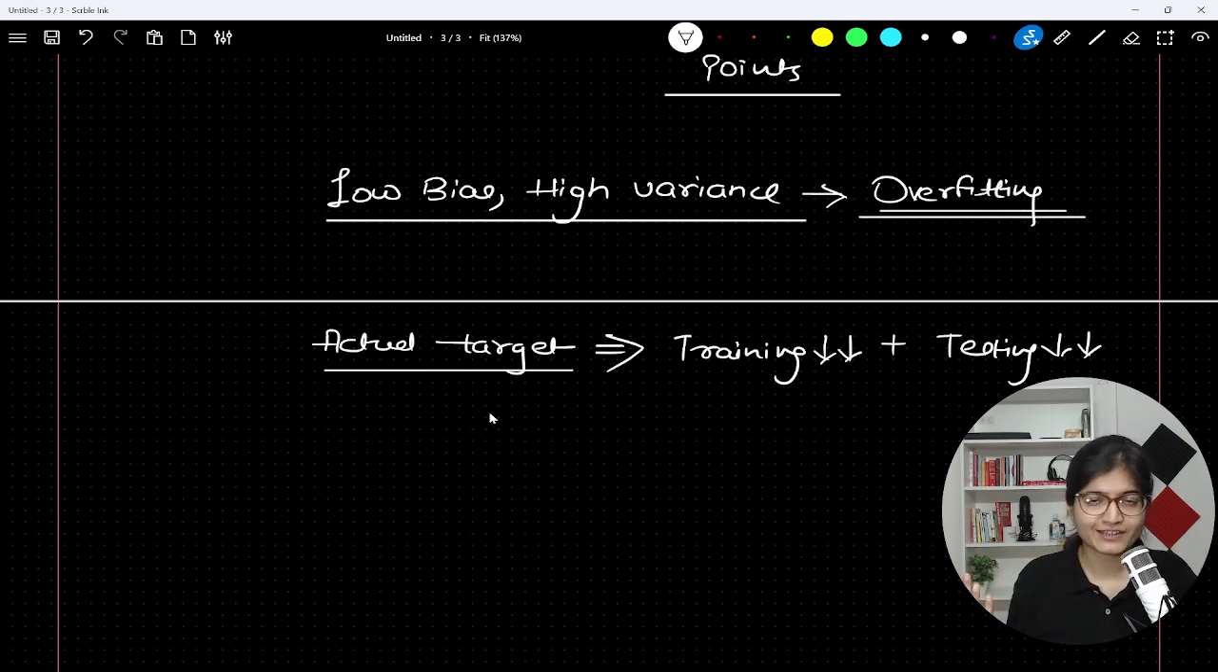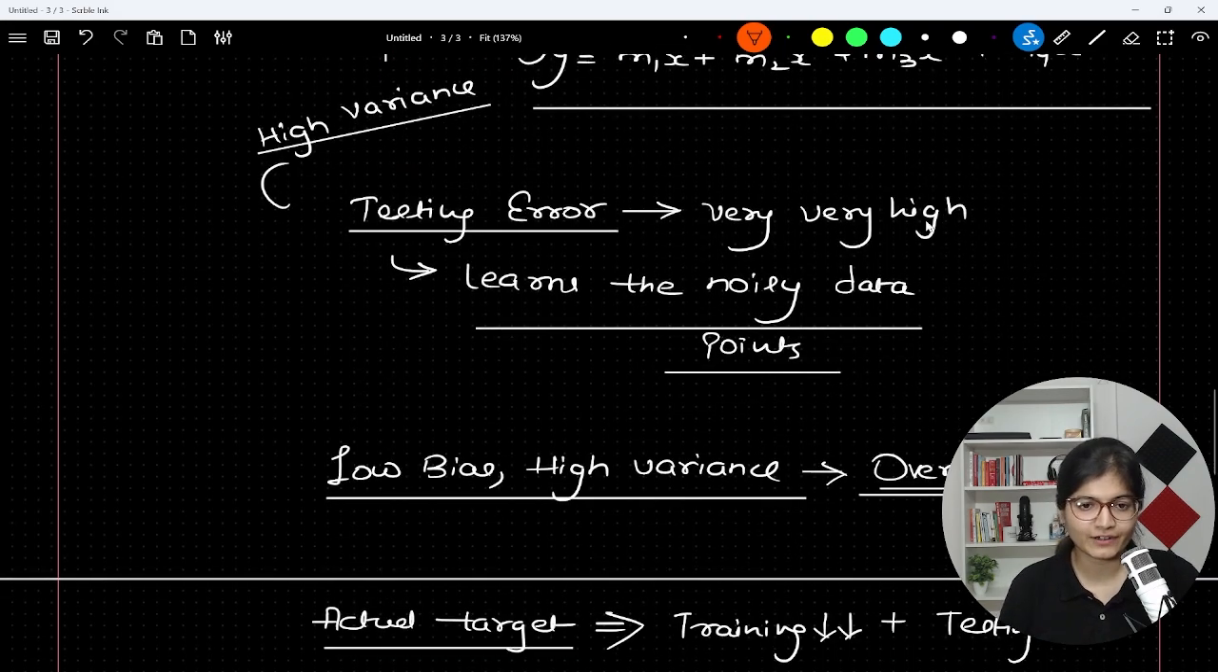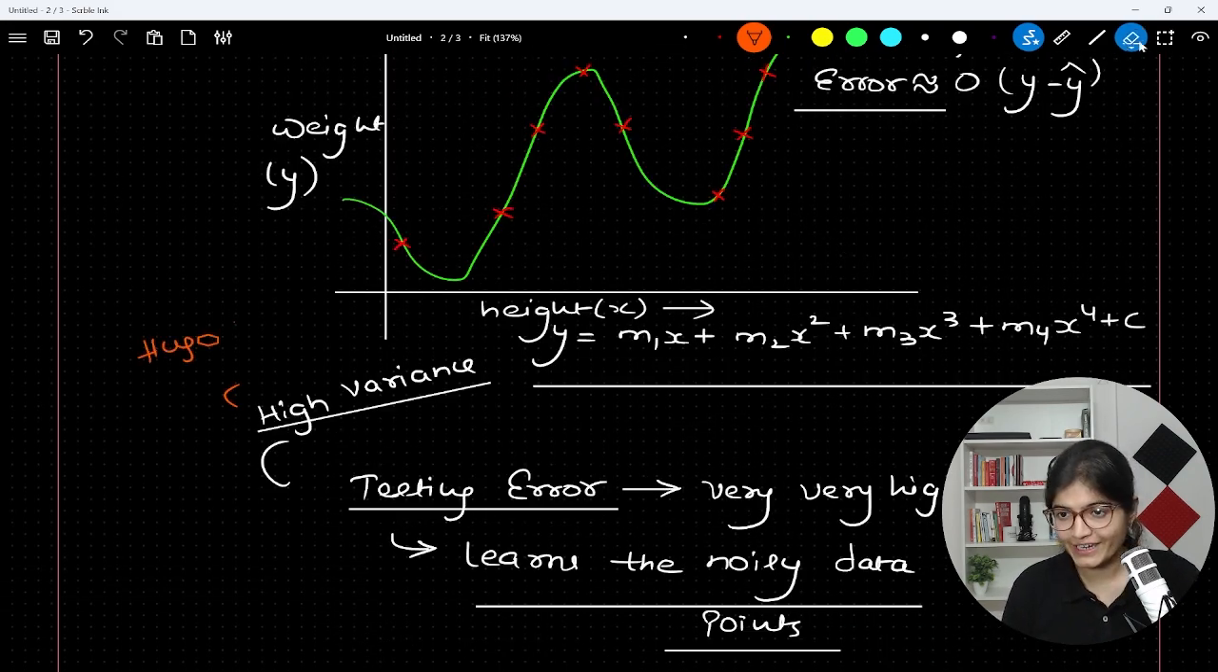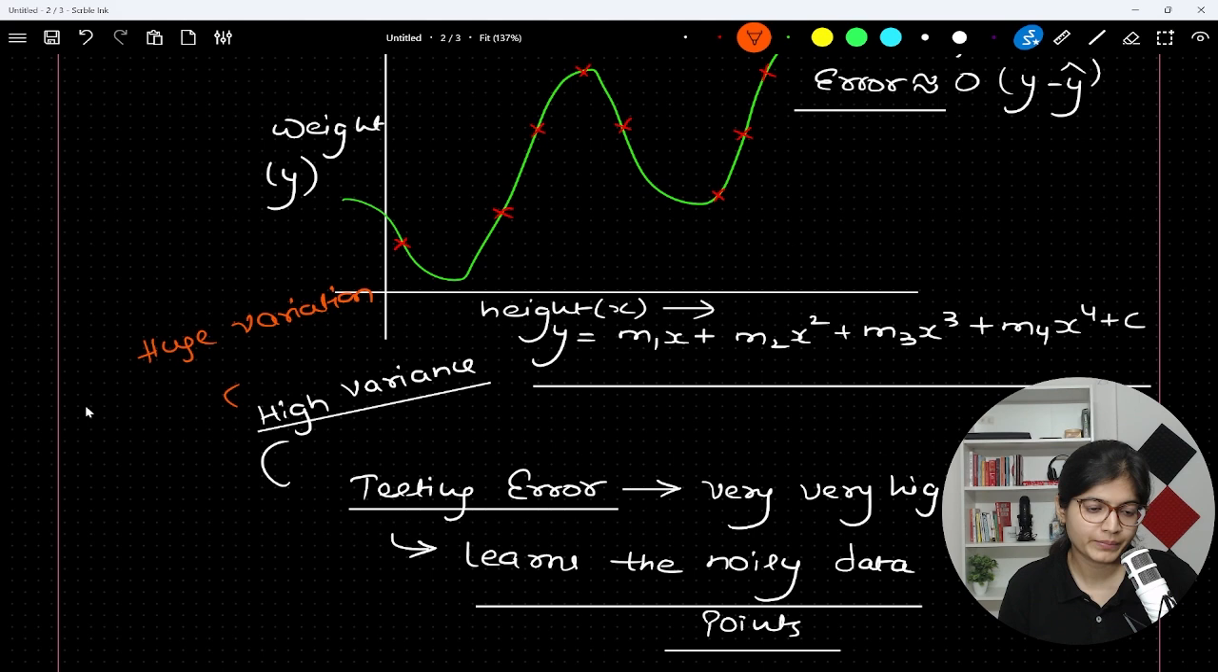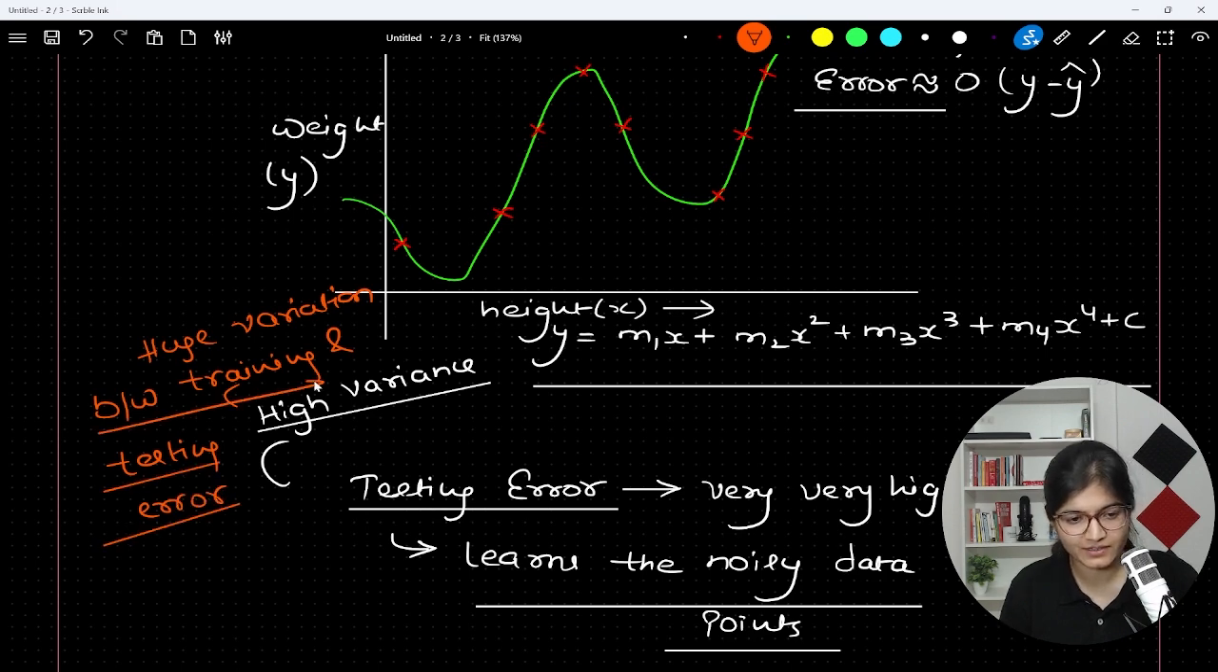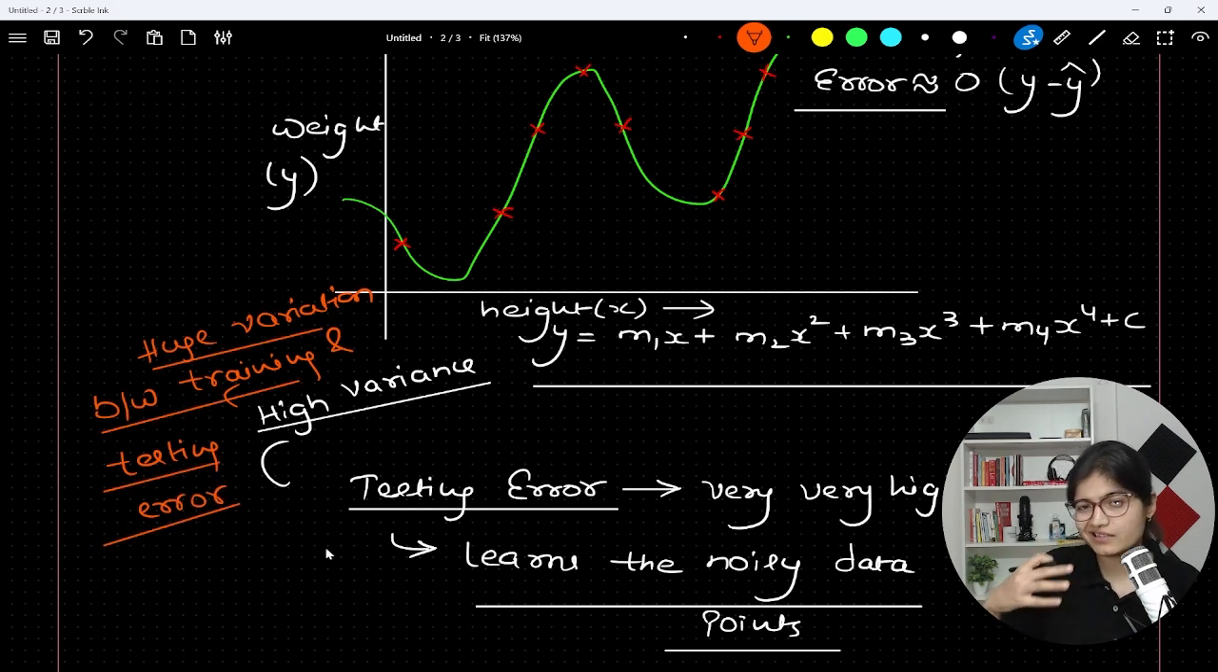And again, we don't want this, right? So high variance means that we will have a huge variation between training and testing error, which is happening here, right? Training and testing error. And the major issue behind this, as I have just discussed, is that my model is learning even the complex data points, noisy data points. That's the major issue.